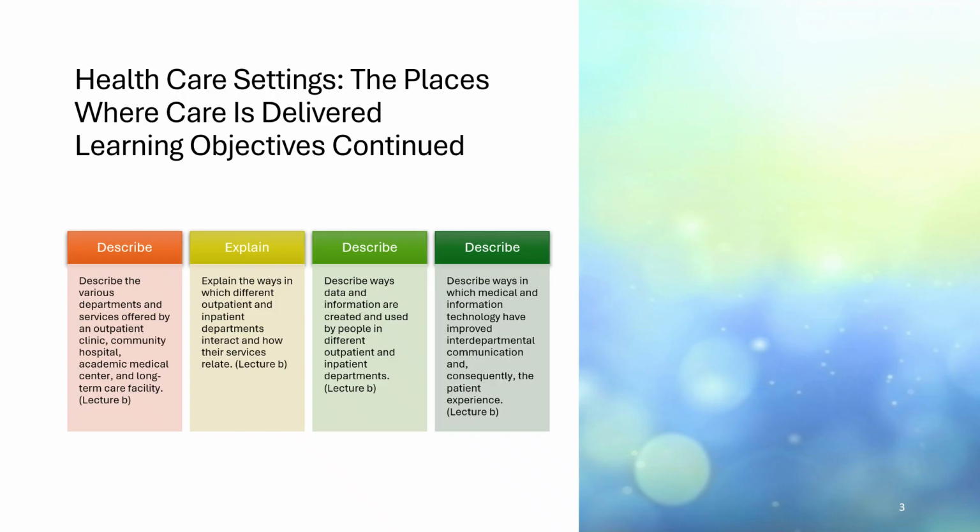Continuing with the objectives, we're going to describe the various department services offered by an outpatient clinic, community hospital, academic medical center, long-term care facility. Explain the ways in which different outpatient and inpatient departments interact and how their services relate. Describe ways data and information are created and used by people in different outpatient and inpatient departments. Describe ways in which medical and information technology have improved interdepartmental communication and consequently the patient experience.